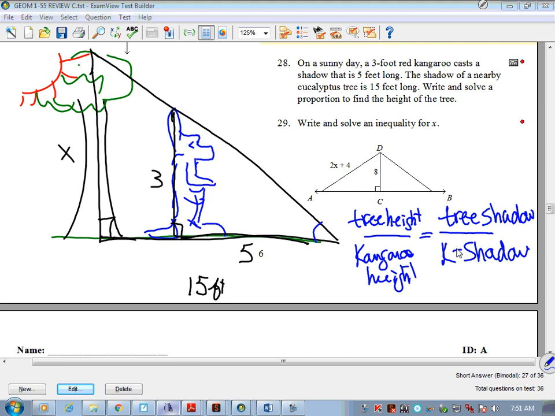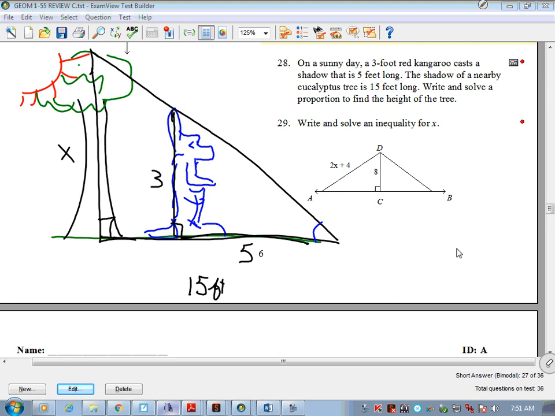I think specifically on this question, they're going to put tree shadow over tree height, which we can do, is equal to kangaroo shadow over kangaroo height, and that's fine. It's not more correct, but what you want to make sure is that you're not crossing these two things or mixing and matching just any way that you want. So I'm going to do it the way that they kind of state in here, which is tree shadow.